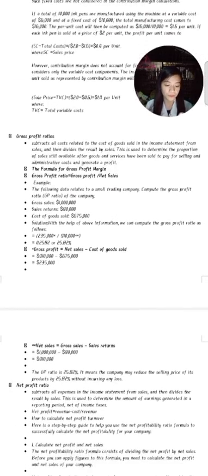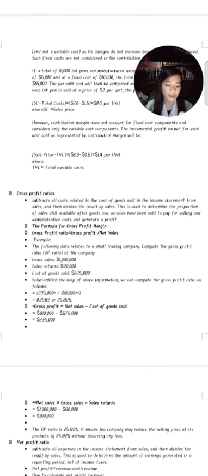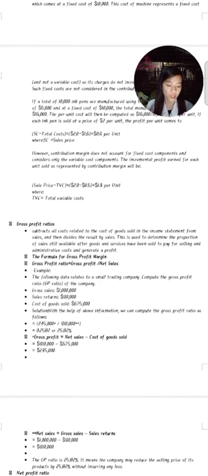$235,000 over $910,000 is equal to 0.2582, or 25.8% in decimal point.